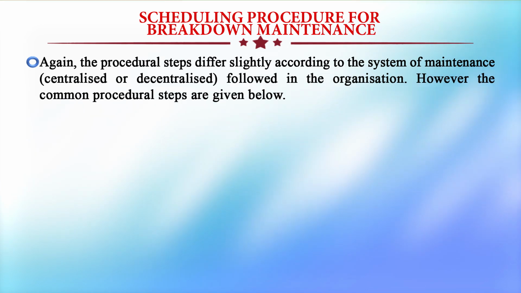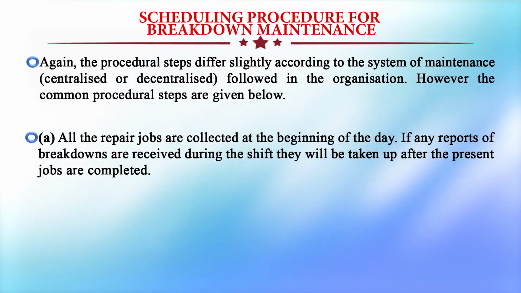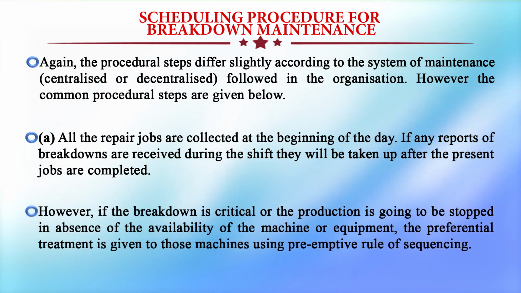However, the common procedural steps are given below. All the repair jobs are collected at the beginning of the day. If any reports of breakdown are received during the shift, they will be taken up after the present jobs are completed. However, if the breakdown is critical or the production is going to be stopped in the absence of the availability of the machine or equipment, preferential treatment is given to those machines using the preemptive rule of sequencing.